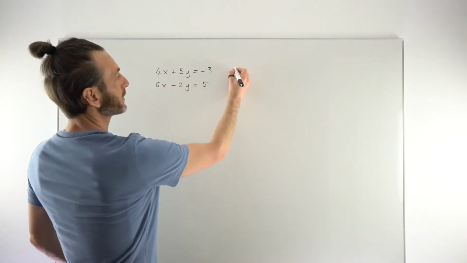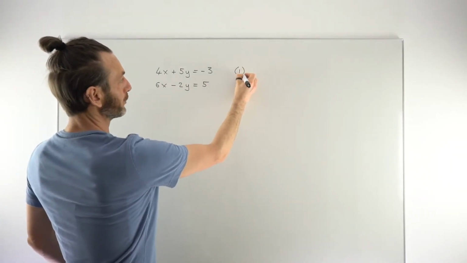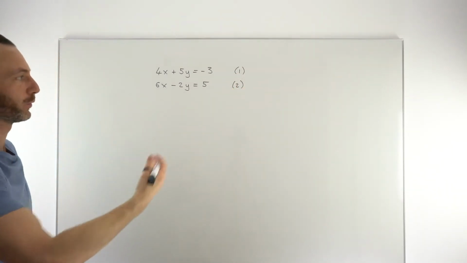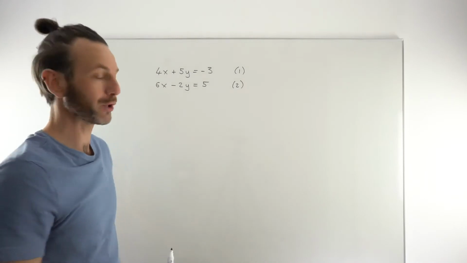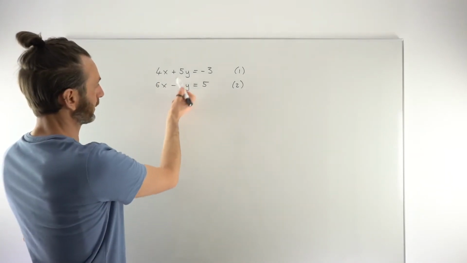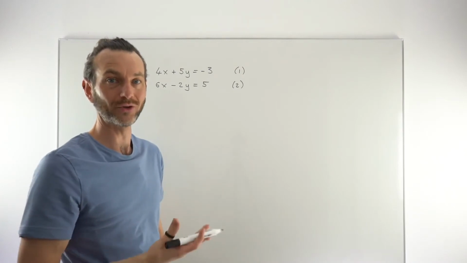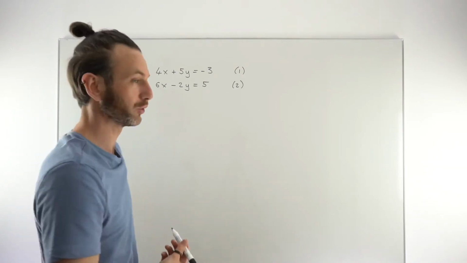So it's good practice, although not necessary, to label your equations, just to identify which is which. So we're starting off with equations 1 and 2. And remember, the key with these questions is to get the coefficients of either the x's or the y's to match up. And that's the variable, the letter that we're going to eliminate. This is called elimination of a variable.